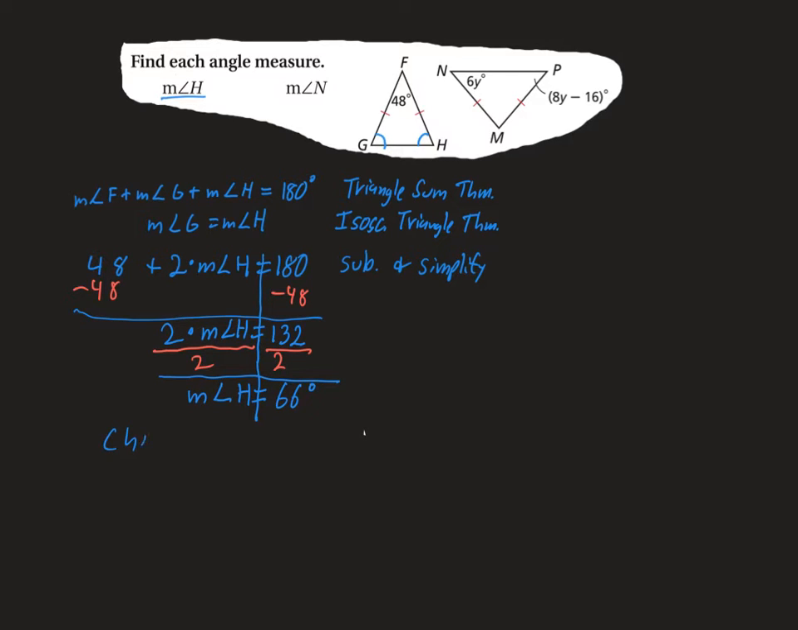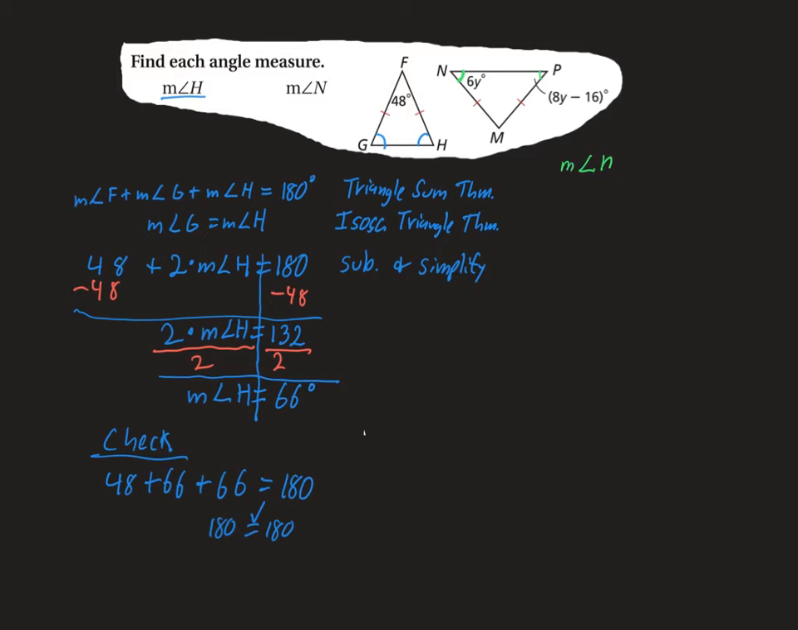And it's always a good idea to check your work. So I'm just going to put 66 into where angle G and angle H would be. Make sure all the angles add up to 180 degrees. And yes, they do. So that means our measure of angle H equals 66 degrees is correct. Okay, let's look at the next one.